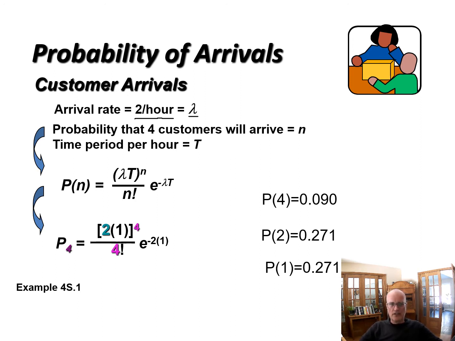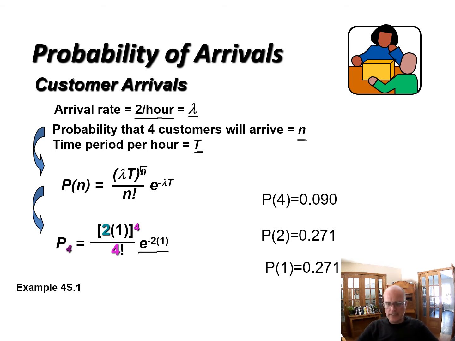So the probability that 4 customers arrive, that's n. The time period t is 1. We can do that for any time period, but in this case we're just using 1 hour. So the probability that n customers arrive in an hour is lambda, which is 2, times 1, to the n, which is 4, over 4 factorial, times e to the negative 2, 1.